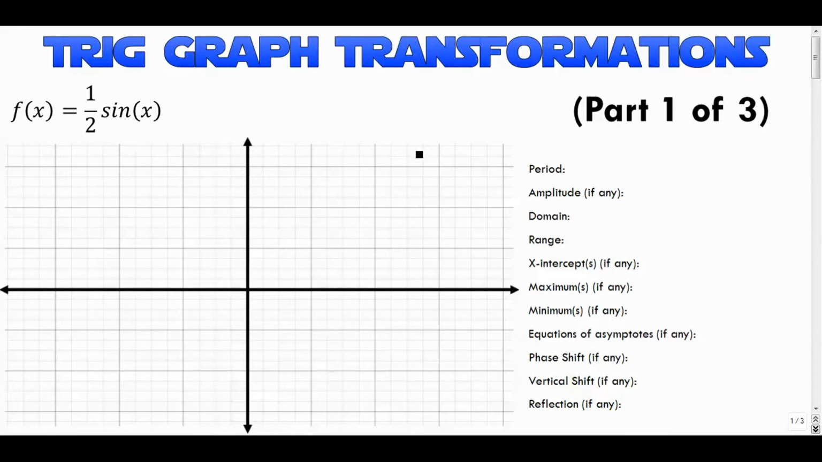So in each one of these videos we'll do 3 trig functions for a total of 9. And I'm going to try to vary them up. I'm not just going to do sine, cosine, tangent. I'll also do secant, cosecant, and cotangent. So we'll try to do some amplitude changes, some vertical translation, some phase shifts, some period changes, and some reflections as well. So let's get started.